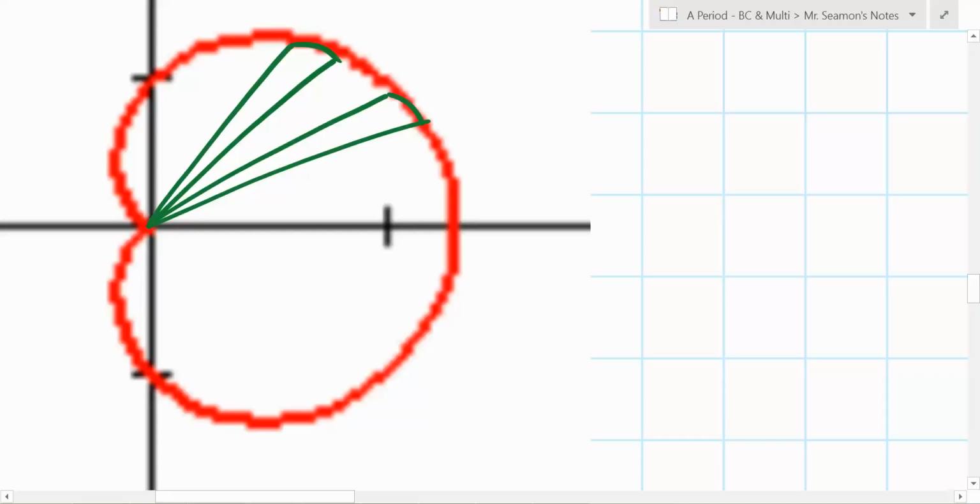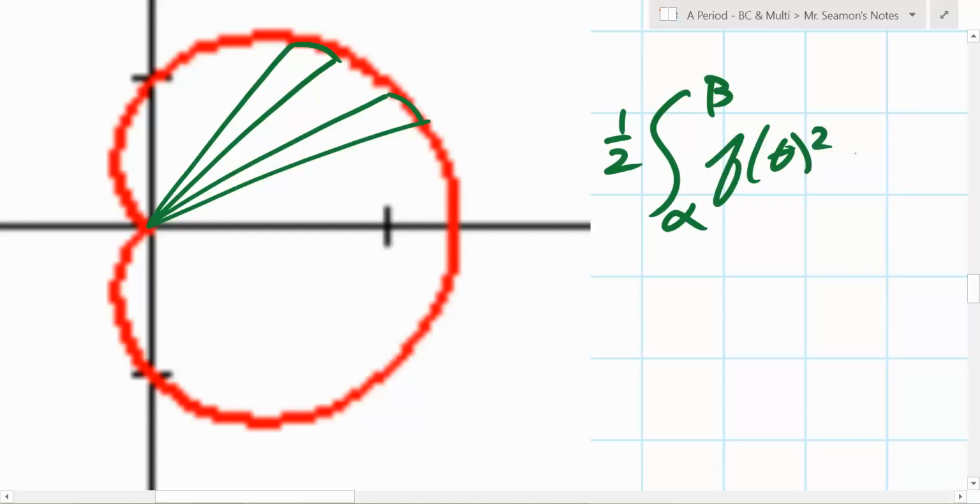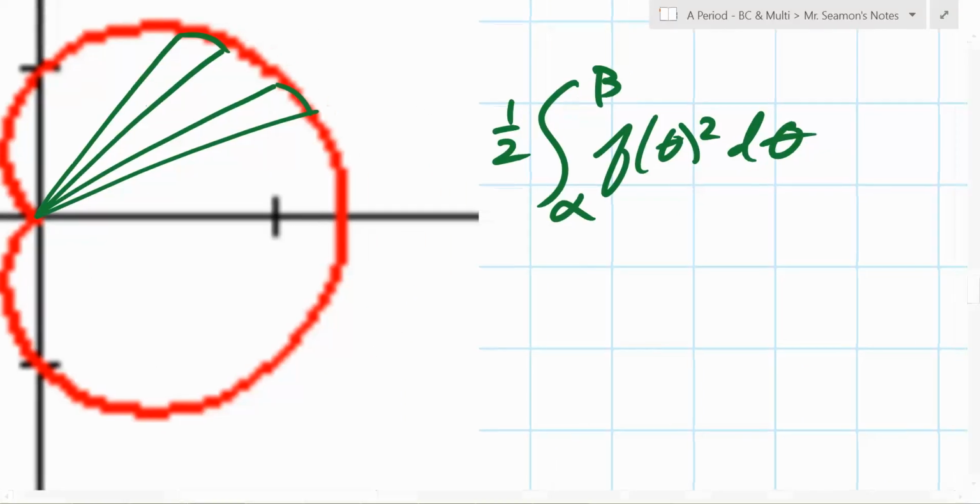Excellent. So we have that formula, right? 1/2 of what? Alpha to beta. What's the rest of the formula? F of theta squared d theta. Well, do we have the formula in terms of theta for the red? What is it?